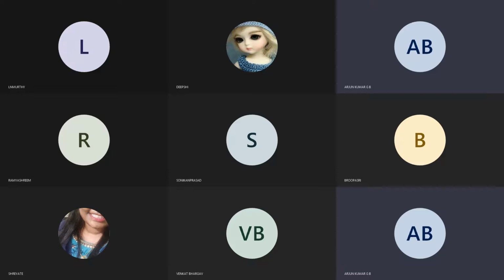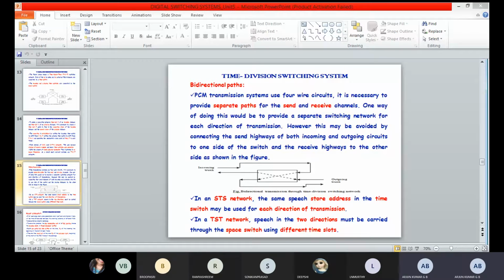The switching network will be STS. STS is nothing but space-time-space, and TST is time-space-time, both unidirectional transmission. Both these time switches are unidirectional transmission, since PCM transmission systems use four-wire circuits. In the first module also we discussed the four-wire systems. For transmitting and receiving, we require two wires.